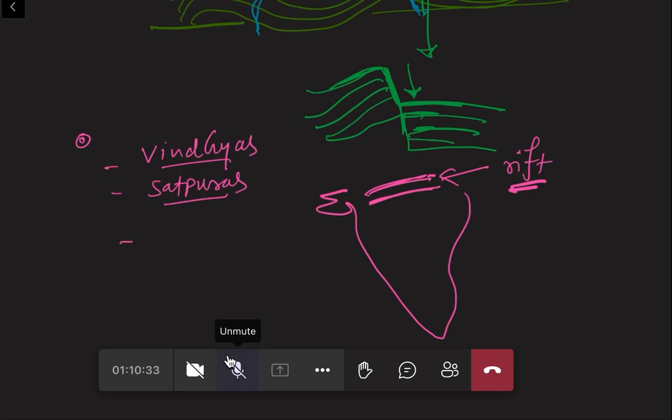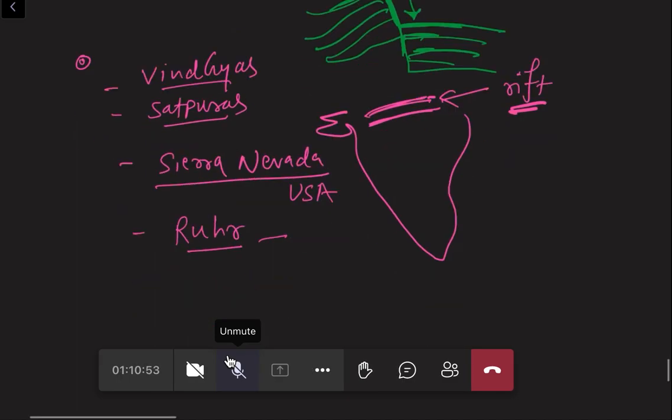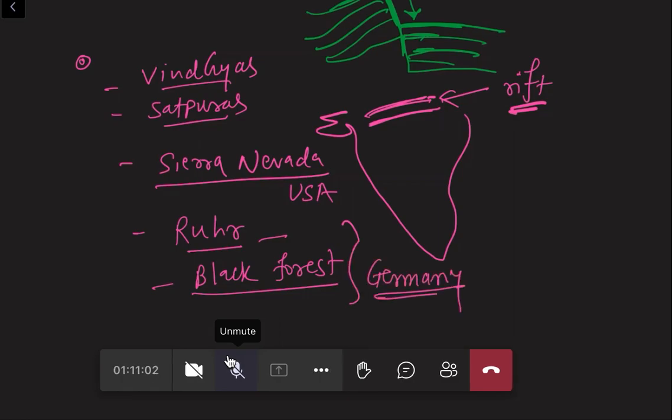What are other mountains? Sierra Nevada. Sierra Nevada mountains. These are in the United States. Then there are Ruhr mountains in Europe. Okay. There are Black Forest mountains. Black Forest. These are in Germany. Okay. Now these are very important.